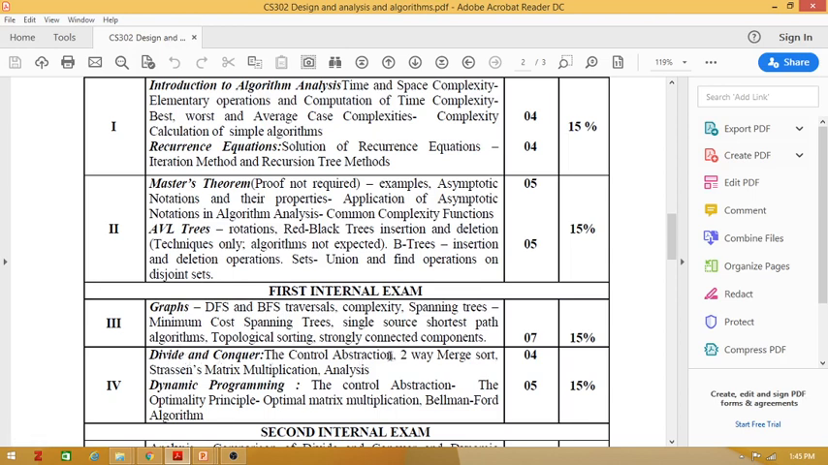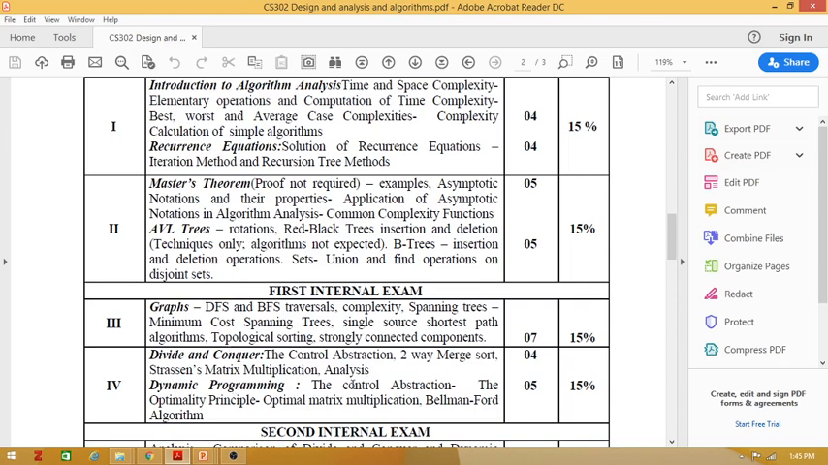The control abstraction means the steps in divide and conquer: divide, conquer and combine. And the two-way merge sort is the merge sort discussed in the video lecture. Then Strassen's matrix multiplication also we have discussed, and we have done two problems on that and the analysis.